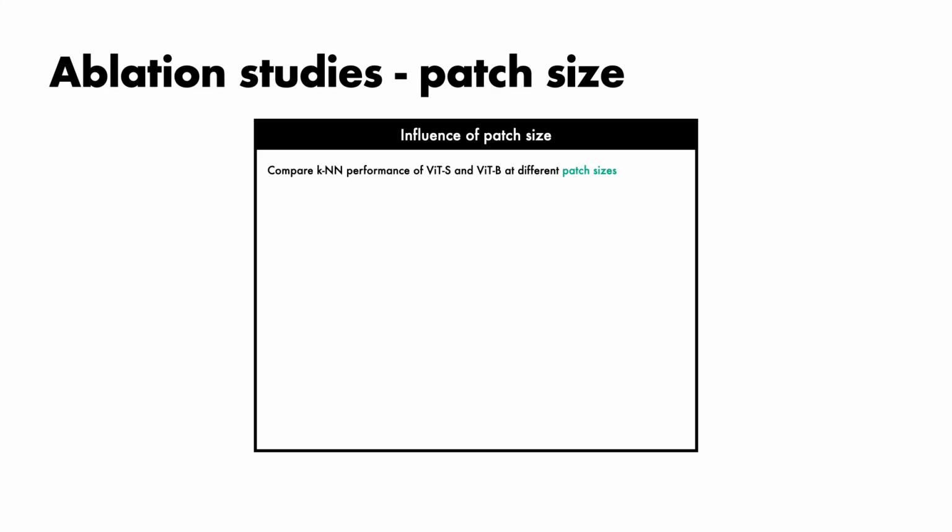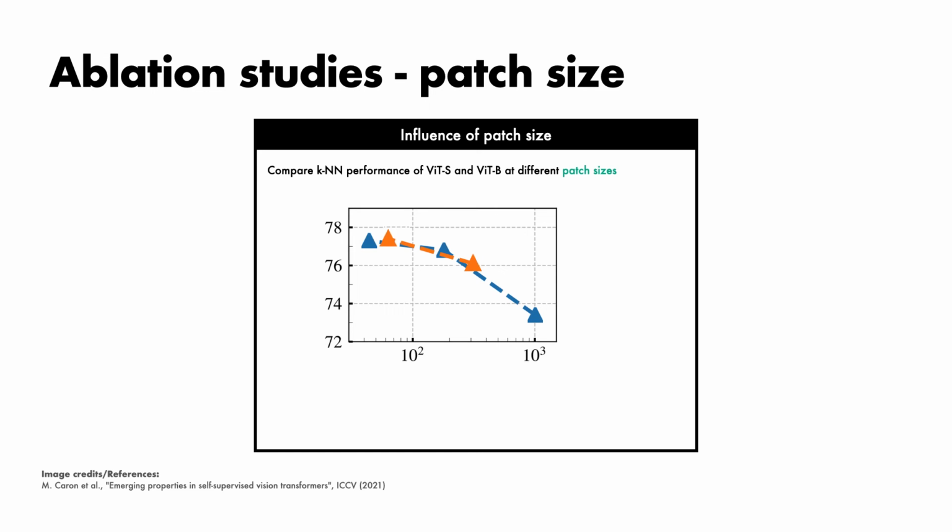The next ablation compares the k-nearest neighbour performance of DINO with ViT-S and ViT-B at different patch sizes. The results are depicted here, where the x-axis denotes throughput in images per second, and the y-axis denotes ImageNet top-1 accuracy. Starting from the ViT-S model with 16 by 16 patches, we see that decreasing the patch size to 8 by 8 brings gains, which are further improved by reducing the patch size to 5 by 5. Similarly, for ViT-B, decreasing the patch size from 16 by 16 to 8 by 8 brings a boost.